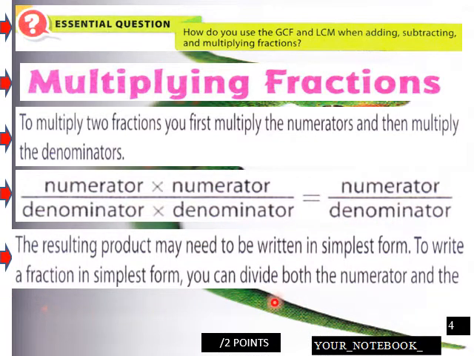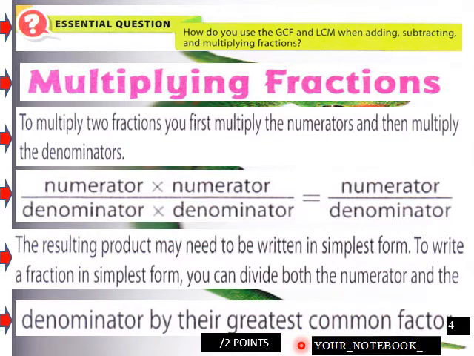The resulting product may need to be written in the simplest form. To write a fraction in the simplest form, you can divide both the numerator and the denominator by their greatest common factor. That would be the way that you would simplify a fraction. This goes in your notebook, students, so copy this down, the important points here, into your notebook. I check notebooks when I'm in the classroom every Friday, and this is a 2-point entry.